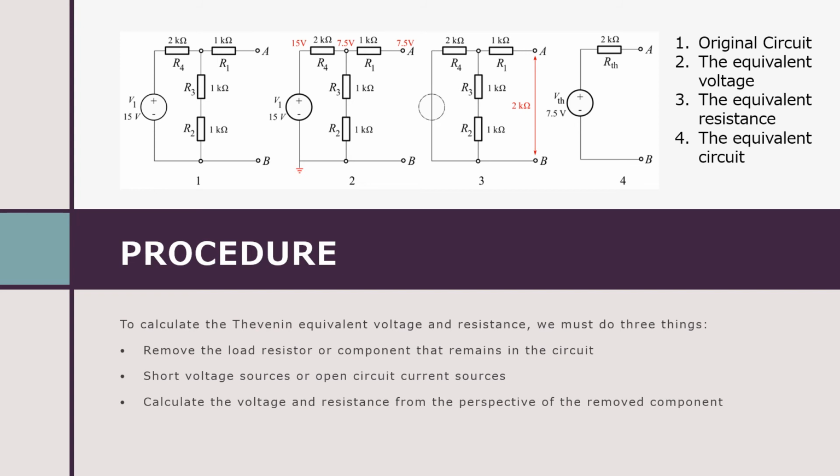The voltage that you calculate is then the Thevenin equivalent voltage, and the resistance is the Thevenin equivalent resistance. Finally, you can rebuild your circuit as a Thevenin equivalent by adding your voltage source, the Thevenin voltage source, in series with your resistor.